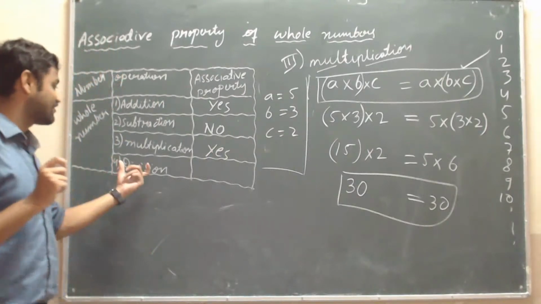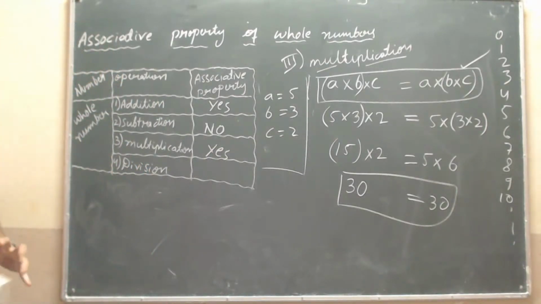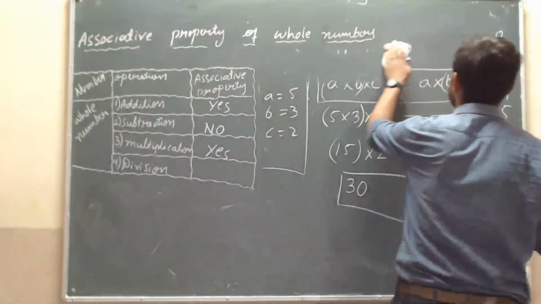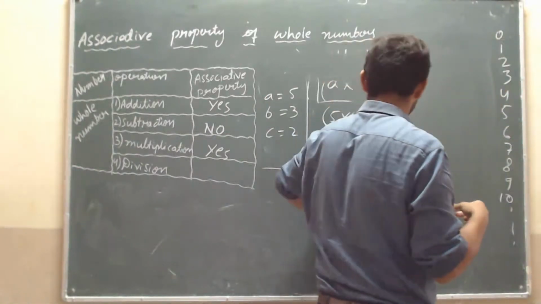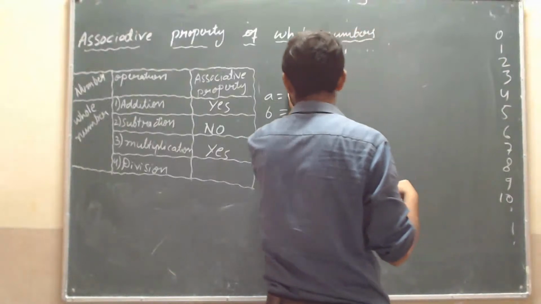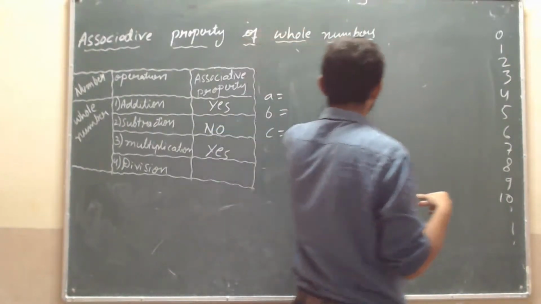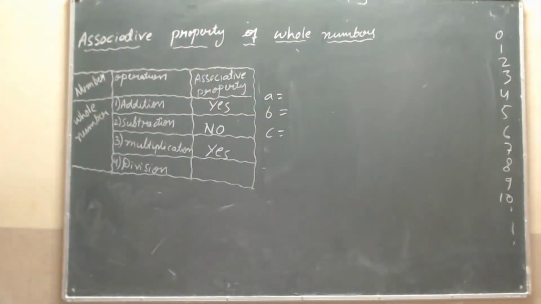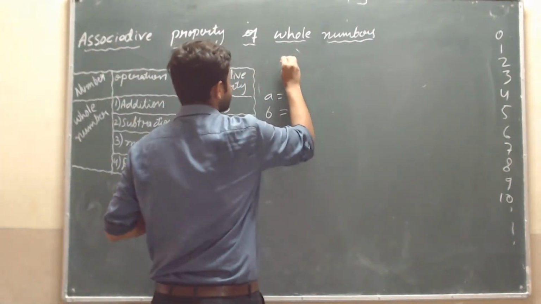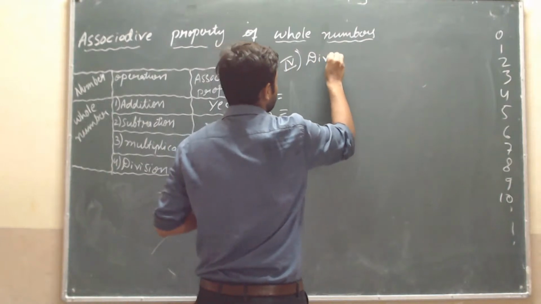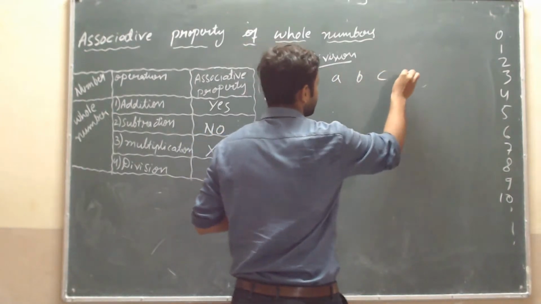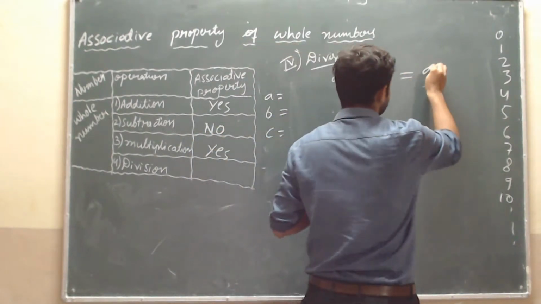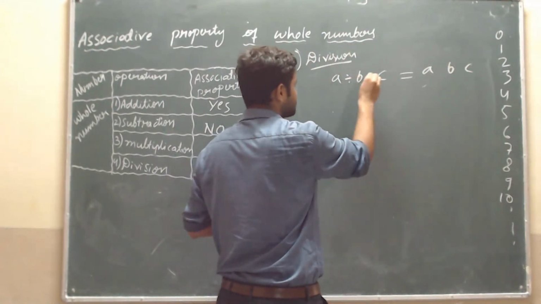Then move to the fourth operation, that is division. Okay, I will take A, B, C. I don't know whether they are equal or not. A, B, C. Which operation is that? Division.